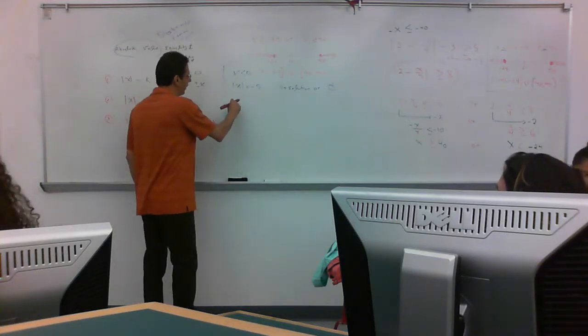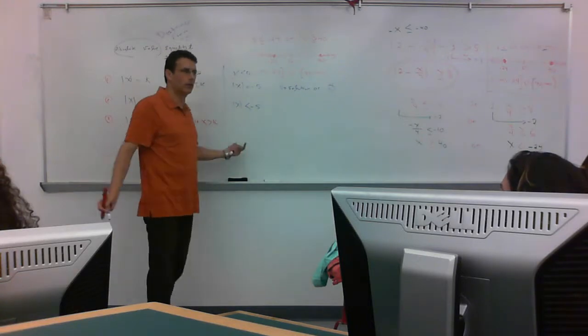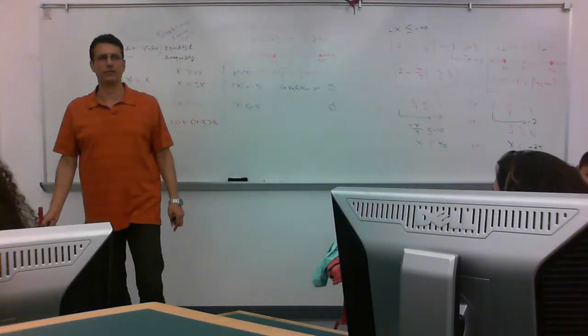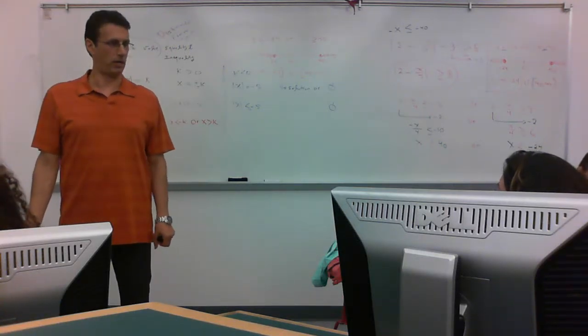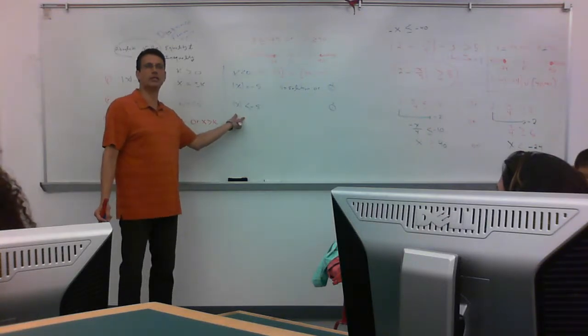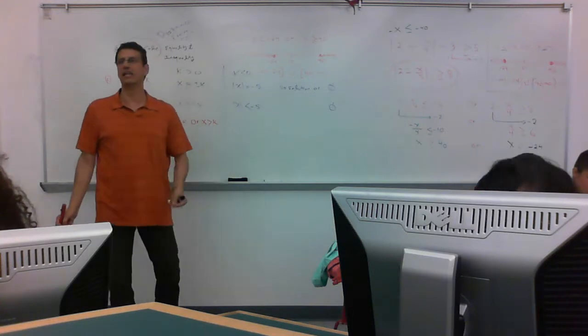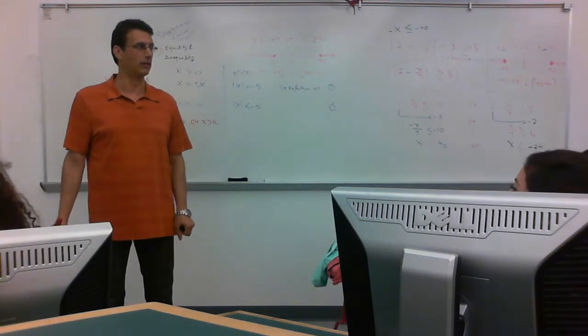Now absolute value of x is less than -5, the same way. Does that make sense? And again, -5, or for that matter, -2, or any negative number. So we are saying we are looking for points whose distance from 0 is less than -5. How can it be? Right? Do you remember that?